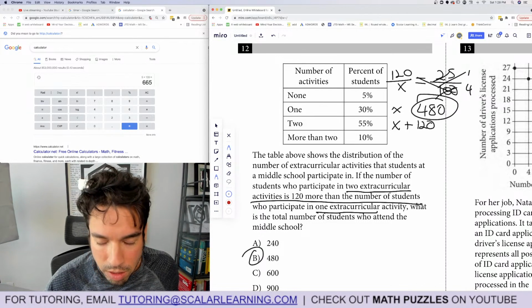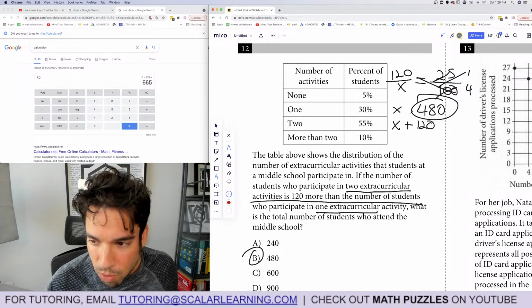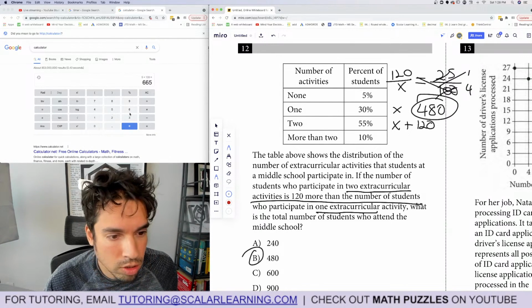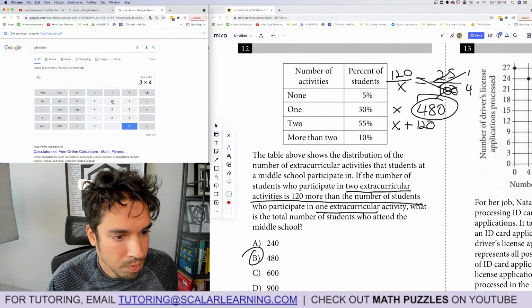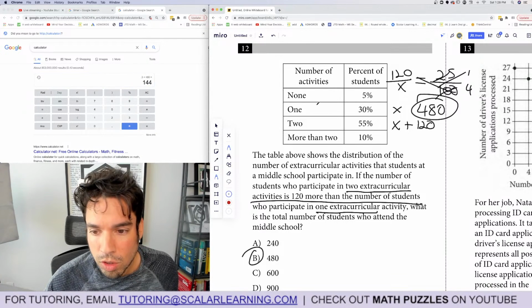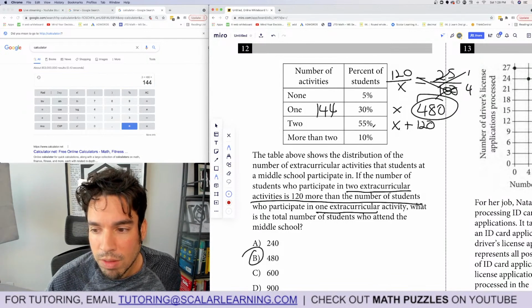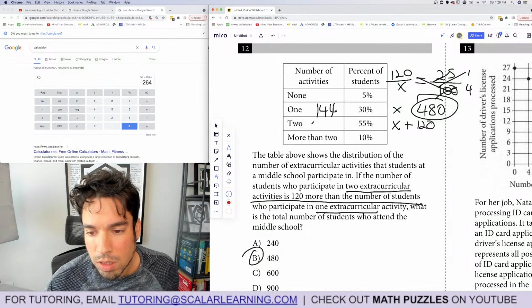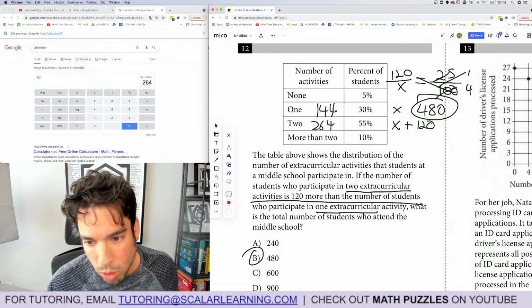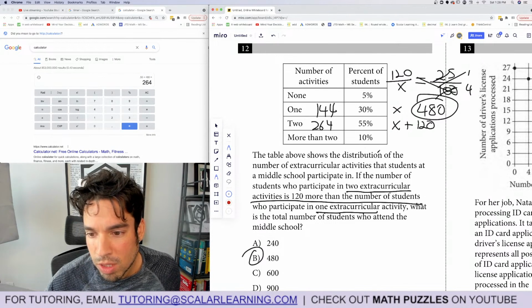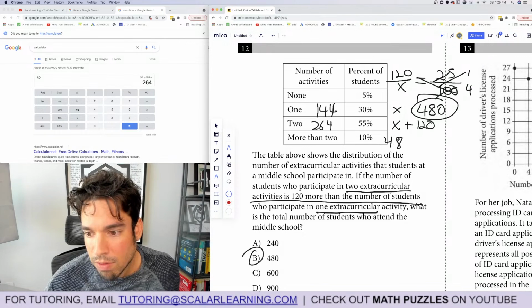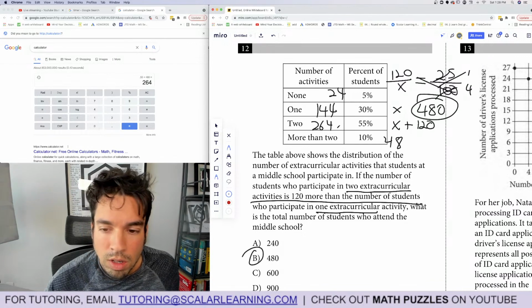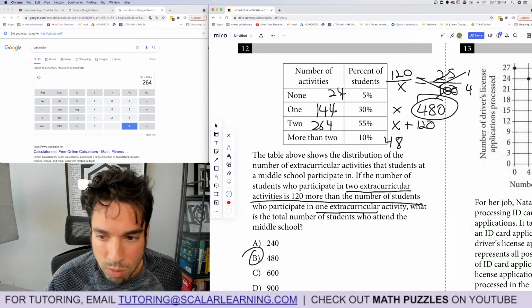And now we can just quickly verify. So 30% of 480 is, let's do a calculator, just see if we have time. So this would be 144. 55% of 480 is 264. And that indeed is 120 more. So far that works good. 10% obviously is 48. And 5% is half of that, which is 24. So I'll quickly add them up, make sure it adds up to 480, and we'll move on.